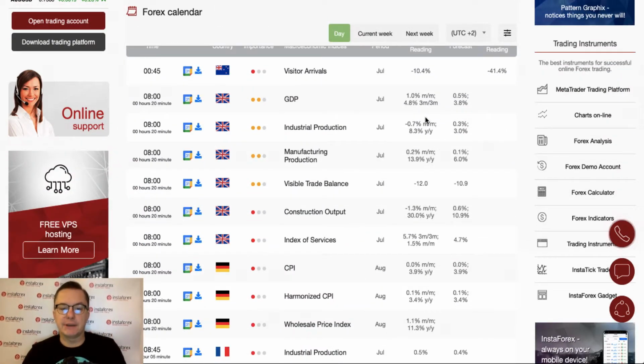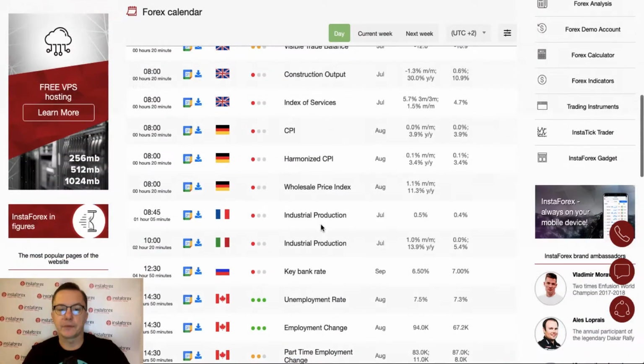During the London session plenty of data will be released from the UK, of course in form of GDP, industrial production, manufacturing production and visible trade balance. Those are the most important data from the UK. Please notice that the GDP is expected to drop from 1% to 0.5% for the month of July.